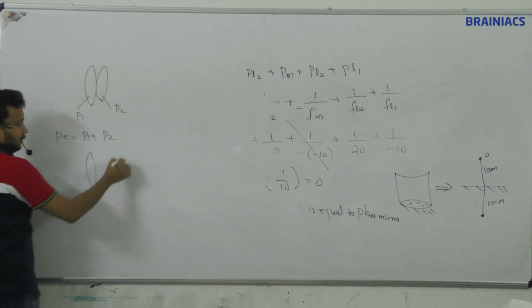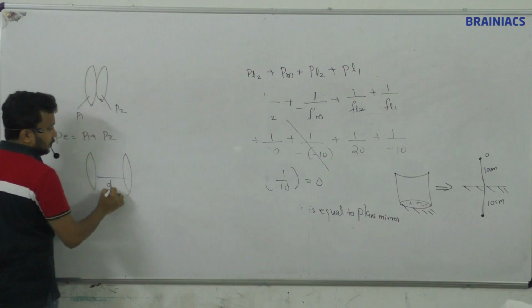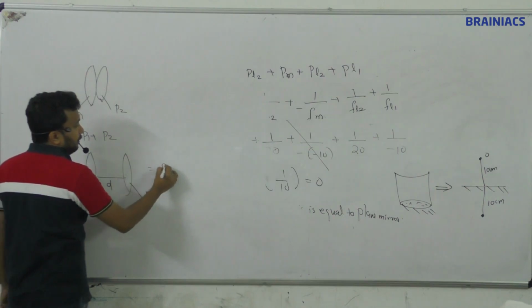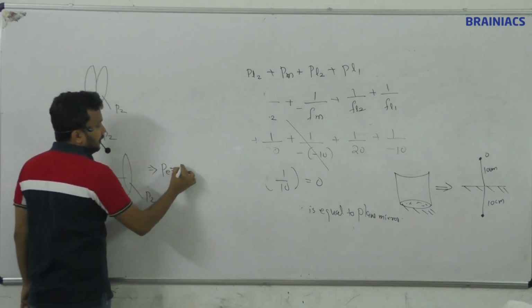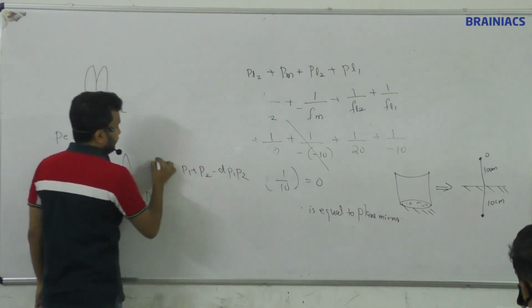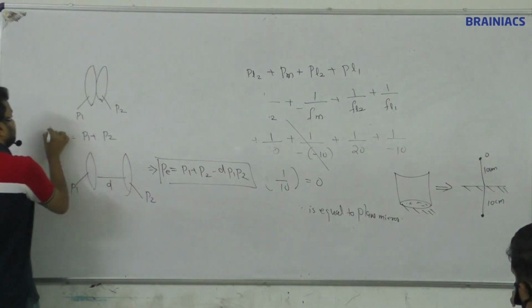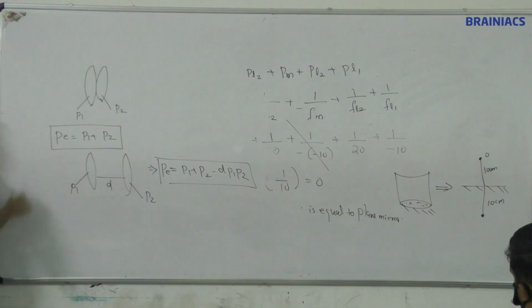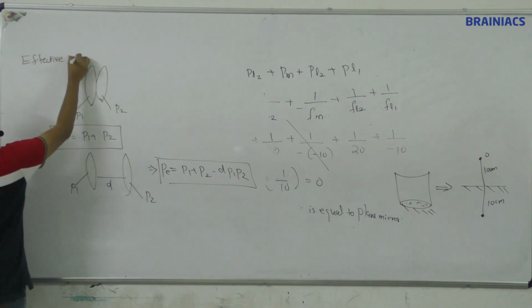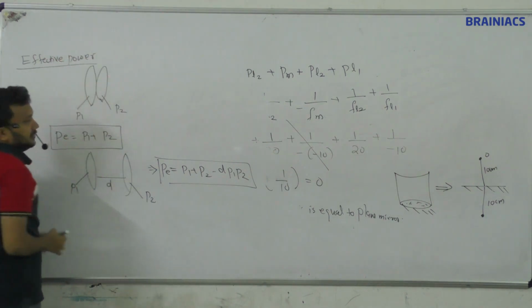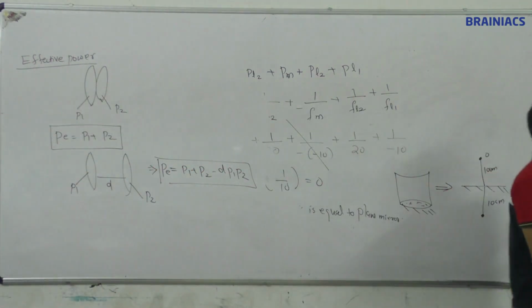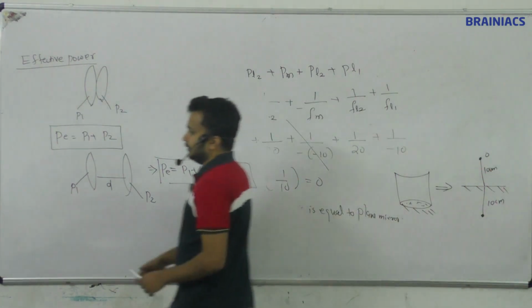Next, another case. If 2 lenses are separated by a small distance d, and this power is P1 and this power is P2, then the total effective power is P1 plus P2 minus d into P1 P2. Two things you have to remember. The first one we already wrote, but the second one is not written. Effective power of the combination is the total power; with distance, minus d into P1 P2, and without distance, that case.